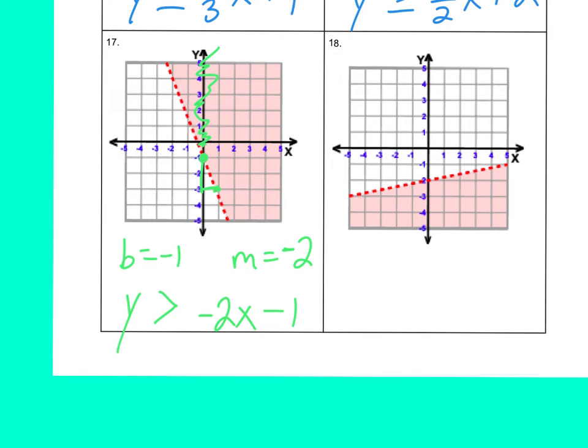All right, next one. B is -2. Slope is? Okay, 1/5. Good. So if you pick a point, up 1 over 5. y space 1/5 x minus 2. What's going to go there? Less than. Questions on that?